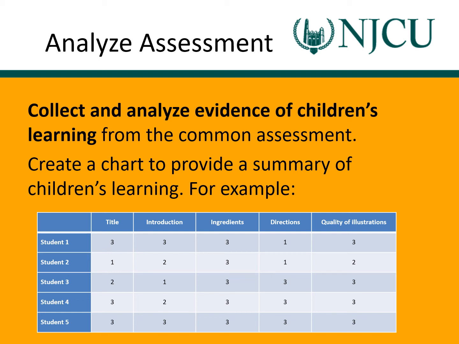For example, the one that's on the screen right now was a writing piece, and she evaluated whether they had a title, whether they had an introduction, whether they had included the ingredients that were required, whether they included the directions that were required, and the quality of the illustrations. And they could be scored from a 1 to 3. And then down the left-hand side, she labeled all the different students. The chart was bigger than this. I'm only showing you the first 5.